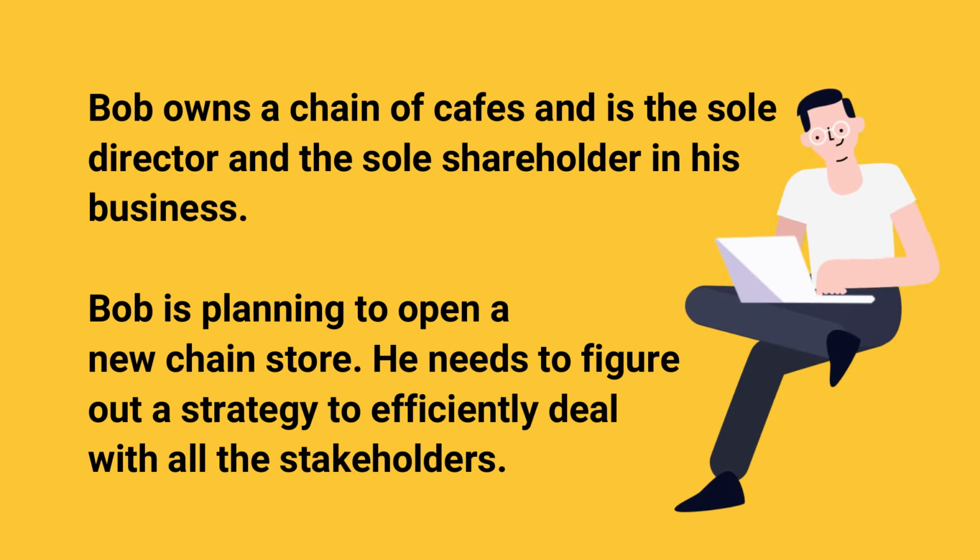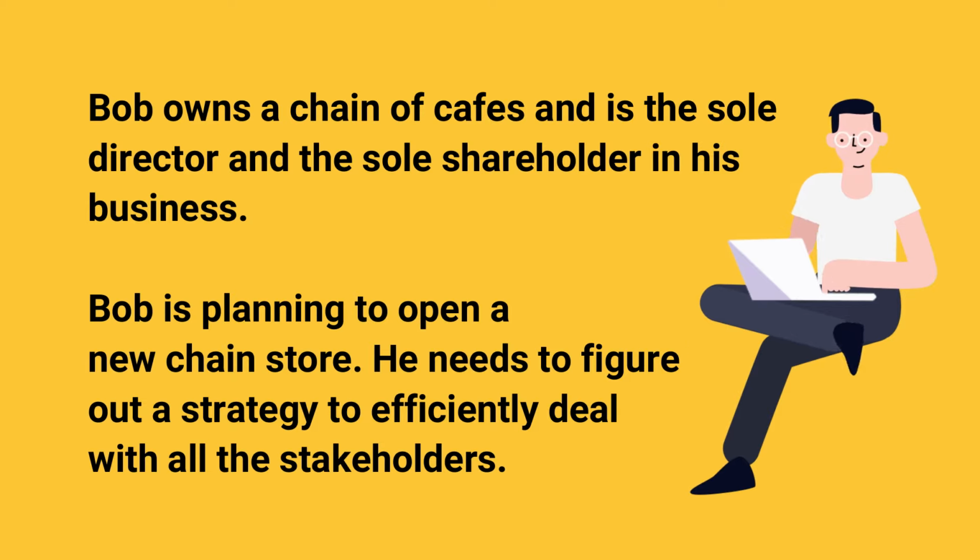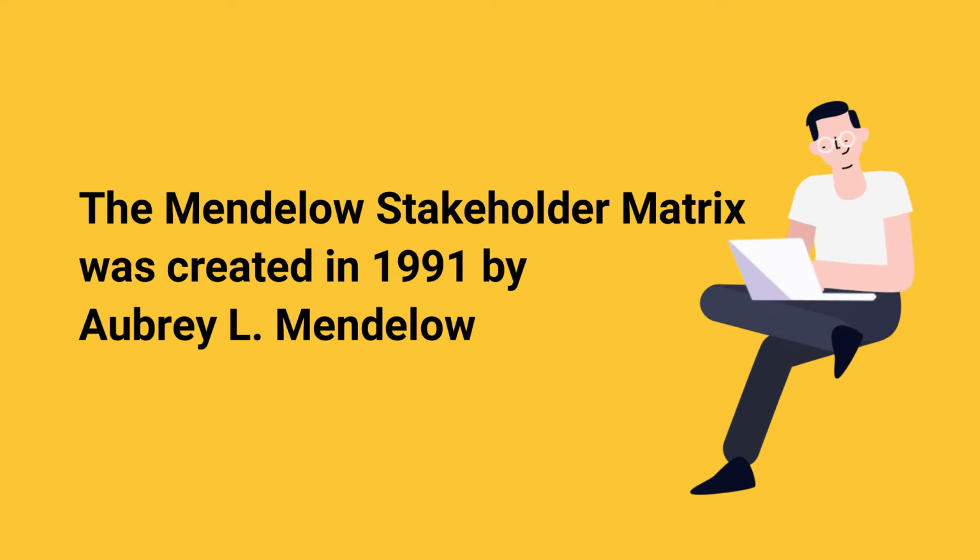Meet Bob. Bob owns a chain of cafes and is the sole director and shareholder in his business. Bob is planning to open a new chain store and he needs to figure out a strategy to efficiently deal with all his stakeholders. For this, Bob refers to Mendelow's Stakeholder Matrix created in 1991 by Aubrey Mendelow. It is a simple tool to map and find out strategies for different types of stakeholders.